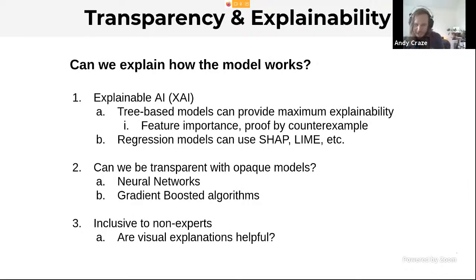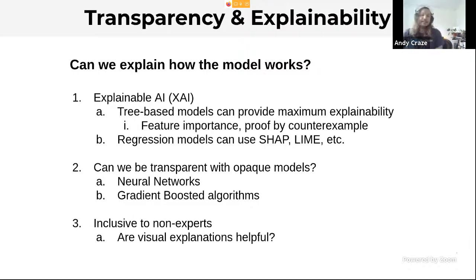But then the question comes up: can we be transparent with opaque models, things like neural nets and gradient boosted algorithms? I think we can, but it's all about talking about that trade-off, right? We chose a more opaque model due to its performance because this is critical in X, Y, and Z, or something like that. Just be transparent and provide a rationale for using an architecture.